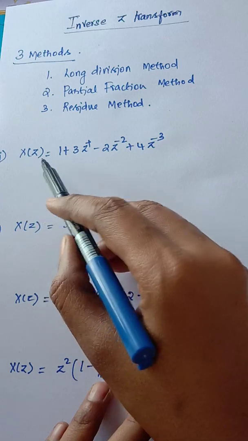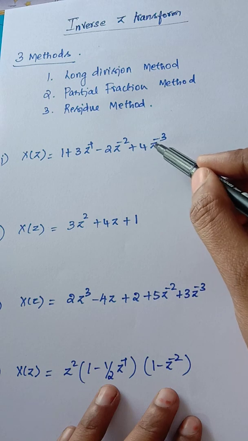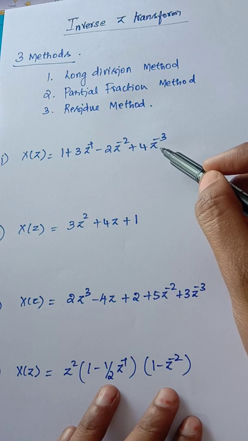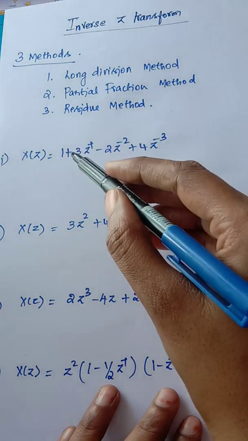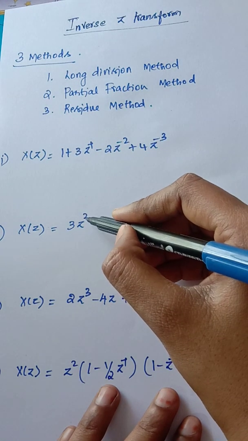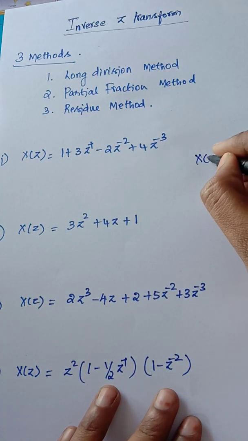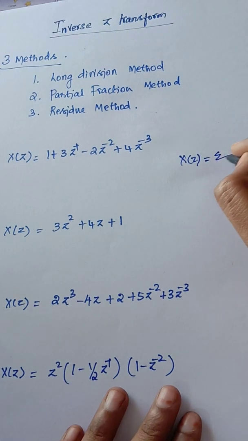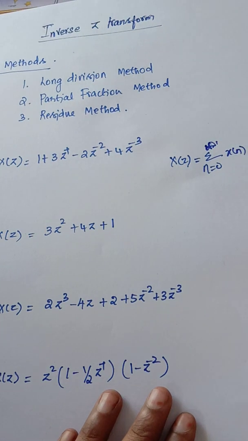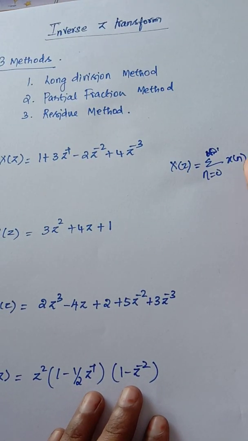Now see here, X of z is equal to 1 plus 3 z inverse minus 2 z power minus 2 plus 4 z power minus 3. We are already familiar that z inverse terms correspond to the positive side, that is, positive index, and a positive power will come for the negative side, because of the formula X of z is equal to summation n equal to minus infinity to infinity of x of n z power minus n. So this is the formula. Because of this minus sign, you get the opposite signs.